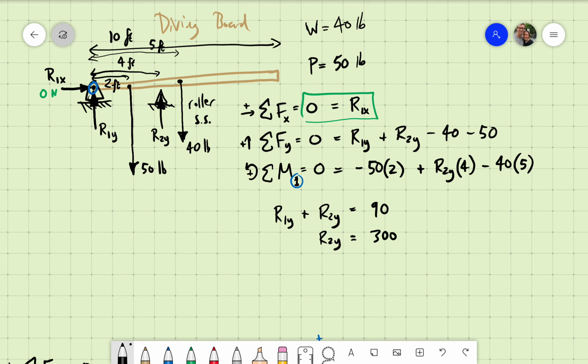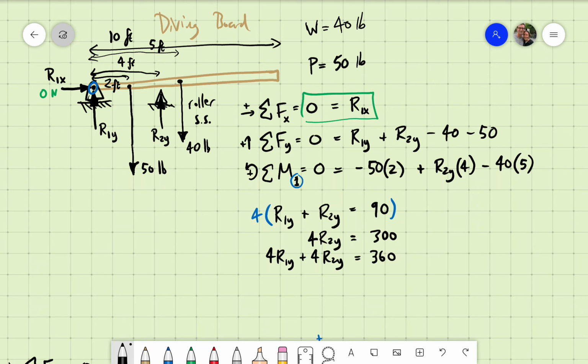Now this is kind of, oh, I forgot something. R2y was times 4. Sorry, almost forgot that. This was going to be very quick, but it was not to be. I'm going to multiply this whole equation by 4 to give me 4r1y plus 4r2y equals 90 times 4 is 360.